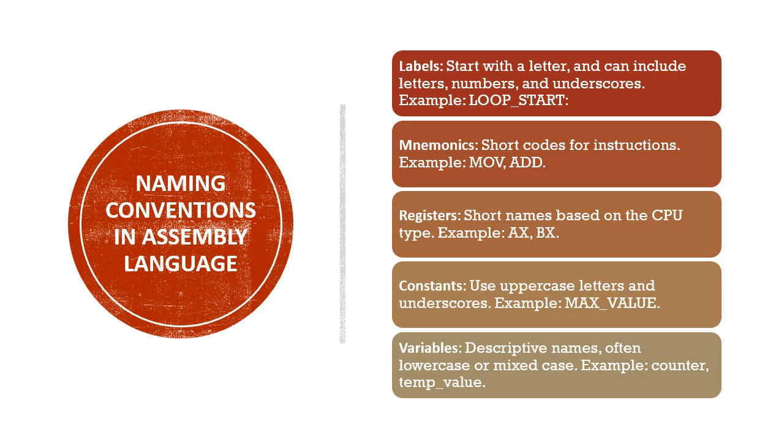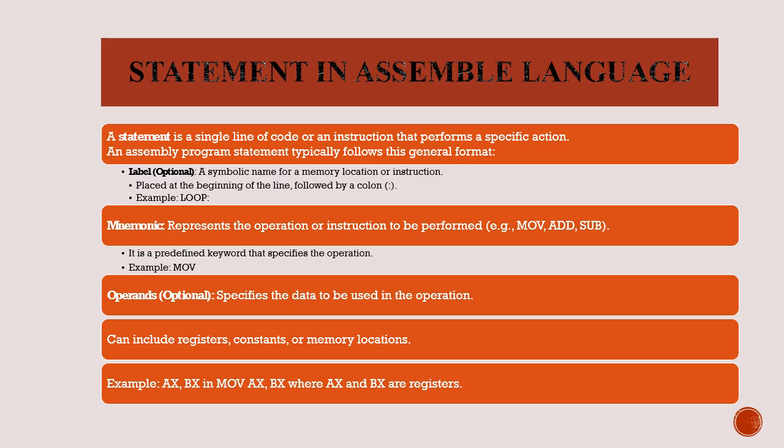Four, constants. We use uppercase letters and underscore. Example: MAX underscore VALUE. So you can see MAX is talking about maximum, underscore value. So this is a naming convention. It also satisfies the first naming convention, which states to start with a letter and can include other letters, numbers, and underscore. Last but not the least, variables. We use descriptive names, often lowercase or mixed case. Example: counter, temp underscore value. So if you look at this, we're just trying to inform you about the rules of naming in assembly language. The next thing is we will look at statements in assembly language.